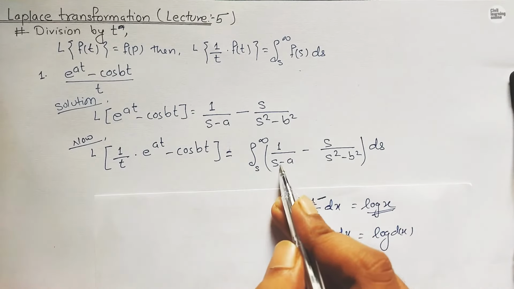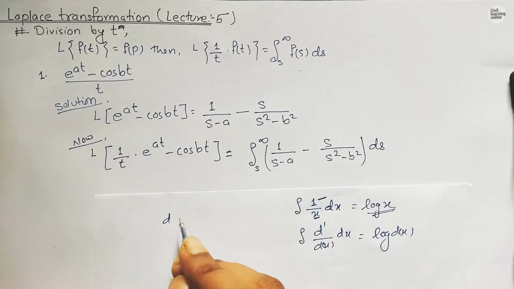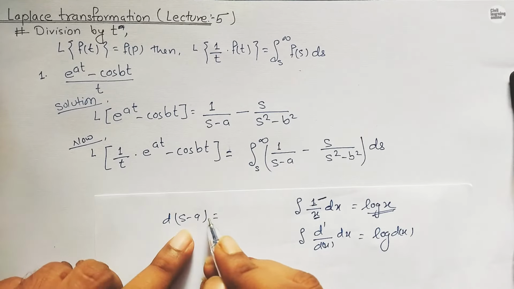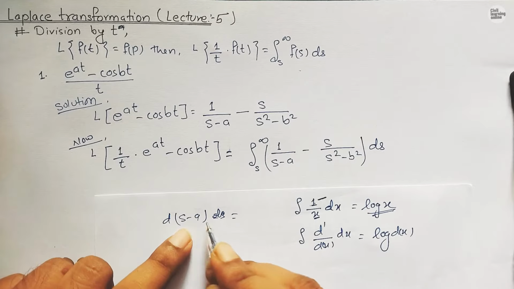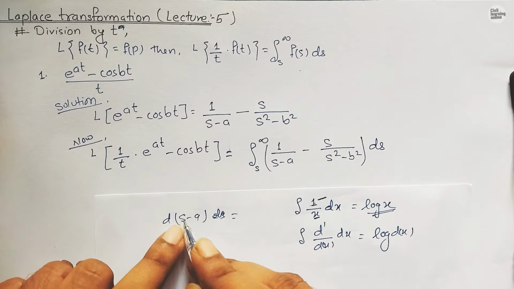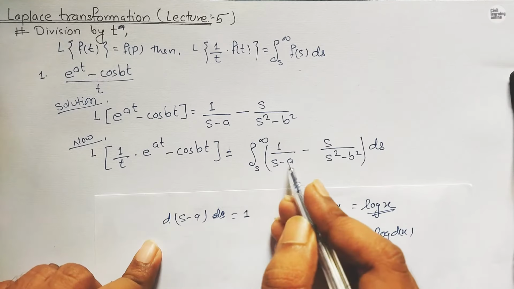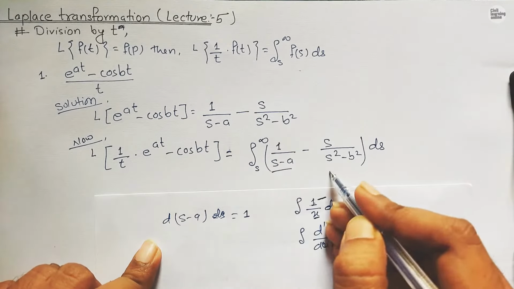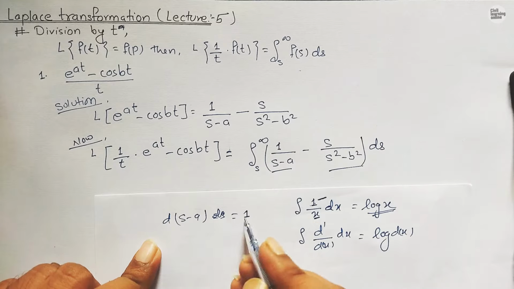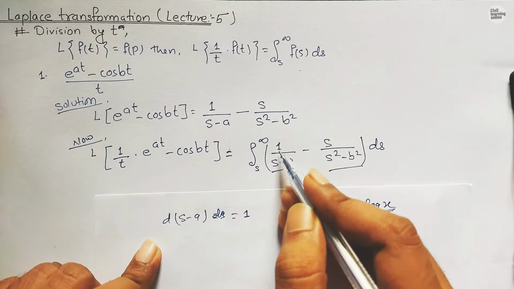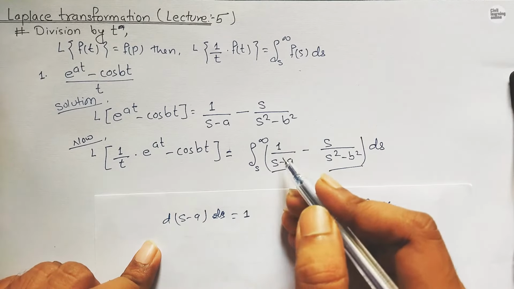That same will be the case here. See here, derivative of s minus a: if we find the derivative of s minus a with respect to s, what will we have here? The derivative of s minus a will be 1. So we can see that in the first term, this is the first term, this is the second term. In the first term we have the derivative of s minus a, it is carrying its derivative itself.